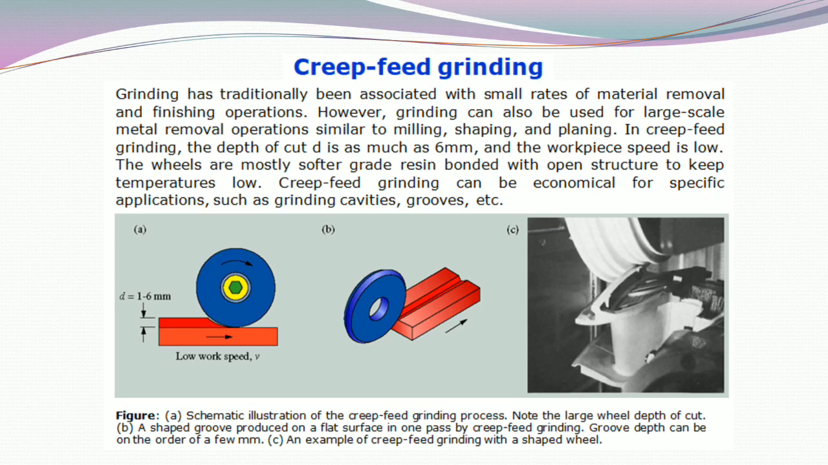Look at the figures. There are three figures. First one is a schematic illustration of the creep feed grinding process. Note the large wheel depth of cut, where D is equal to 1 to 6 mm. In the next figure, a shaped groove produced on a flat surface in one pass by creep feed grinding. Groove depth can be on the order of a few millimeters. And in the last figure, an example of creep feed grinding with a shape to it.